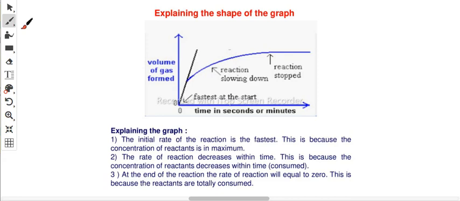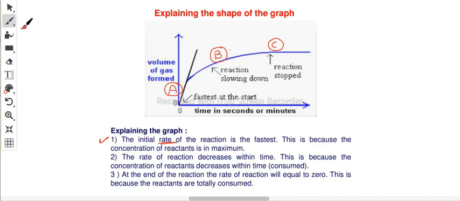Whenever we want to explain the graph, we need to remember that the graph would be divided into 3 main parts. I'm going to specify it here as A. This is part A. I have part B, which is within time. And I have finally the C, the end of the reaction. So considering part A from the graph, which is number 1, this one is the initial rate of reaction.